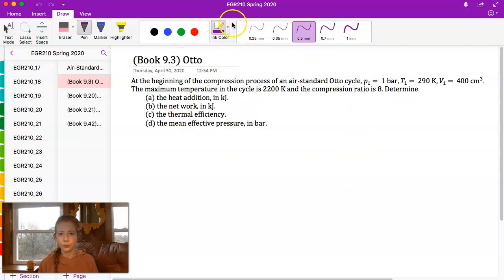Okay, so let's draw our process first on a TS diagram, and then we're going to look at it on a PV diagram. So we're going to look at the Otto cycle.